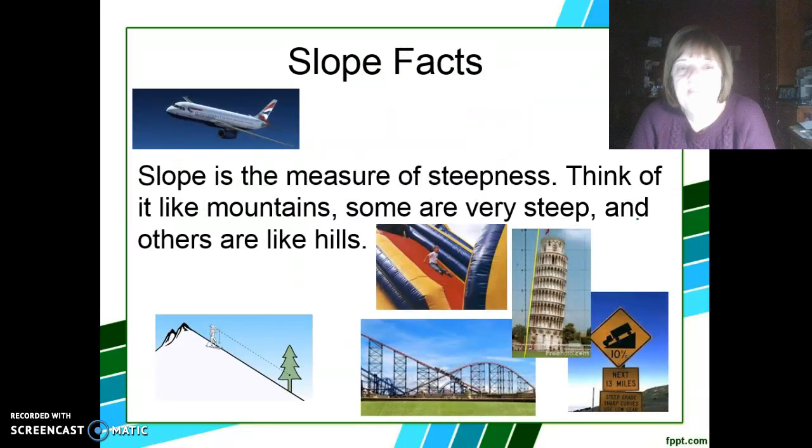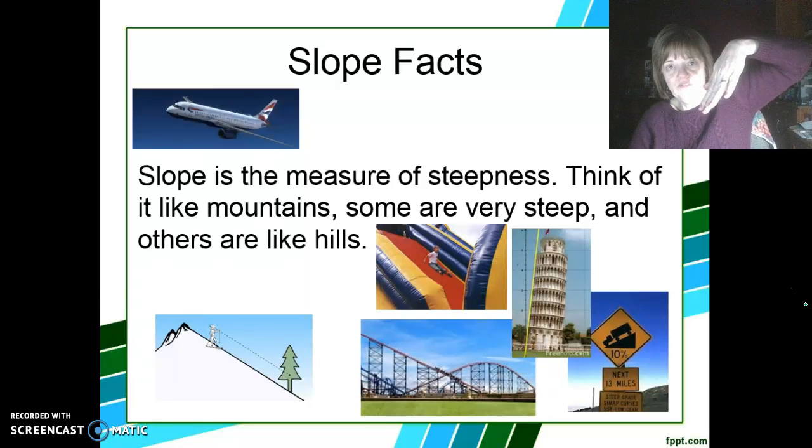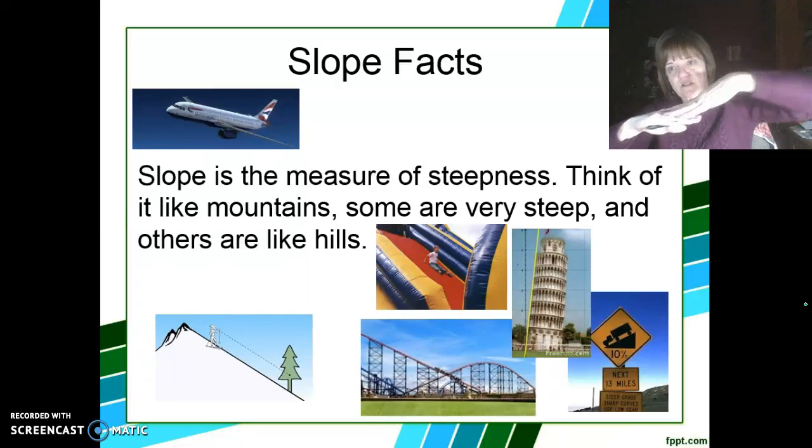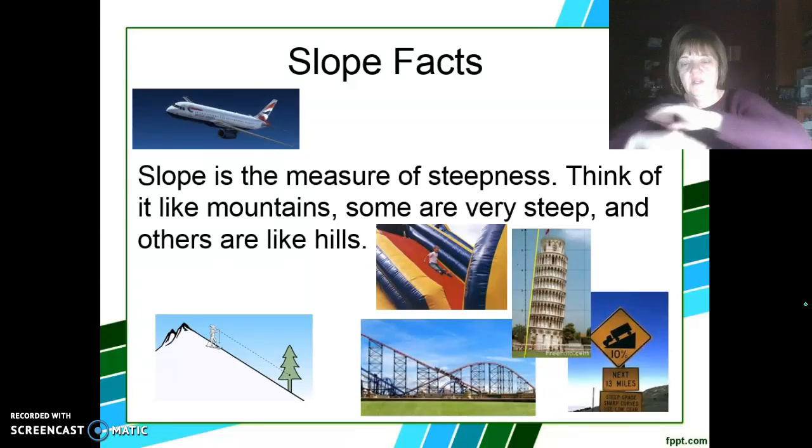Slope is just the measure of steepness. If you think about it, it's kind of like mountains. Some are really steep and others are like hills. Here are some examples on the board for you to see different types of slope and why slope is important. For instance, flying a plane. If a pilot tries to land and he's coming in at too steep of a slope, you're going to go boom right into the runway and not slide along it and stop.